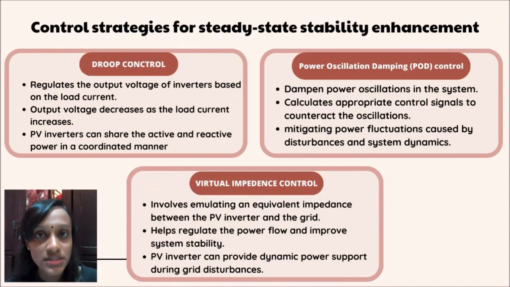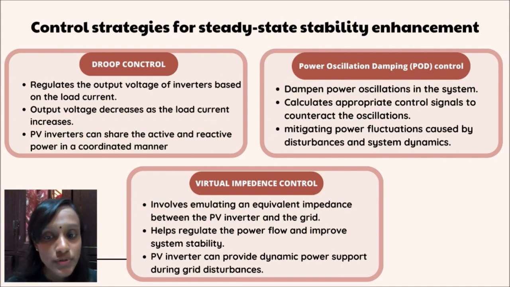Hi everyone, my name is Lishalini Murugan. Today I will explain the three mainly used control strategies for steady state stability enhancement. The first one is droop control. Droop control is a decentralized control strategy that regulates the output voltage of inverters based on the load current. It introduces a voltage droop characteristic where the output voltage decreases as the load current increases. Thus, by using droop control, PV inverters can share the active power and also reactive power in a coordinated manner, which helps stabilize the system during steady state condition.